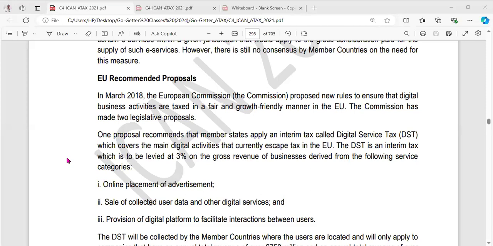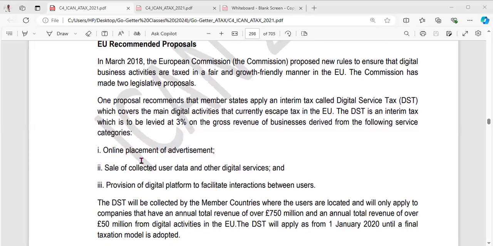The digital service tax, which is interim, is to be levied at 3% on the gross revenue derived from the following categories: online placement of adverts. So if you derive a gross income, they charge you 3% on that. Sales of collected user data and other digital services, and provision of a digital platform to facilitate interaction between users. Right, so these are some of the services that are being categorized under digital services that require taxation.